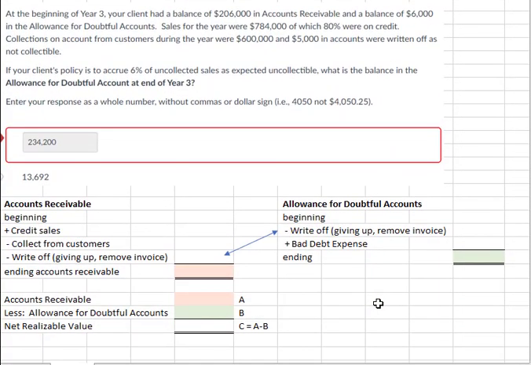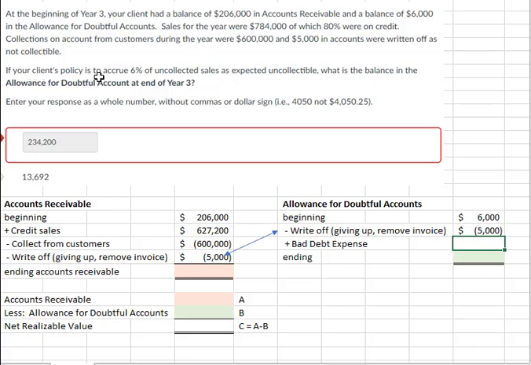All right, you freeze the frame. Try this one. So the beginning balances are in there, credit sales is 784 times 80%. Collections reduce accounts receivable. Write-offs reduce accounts receivable and also reduce the allowance.